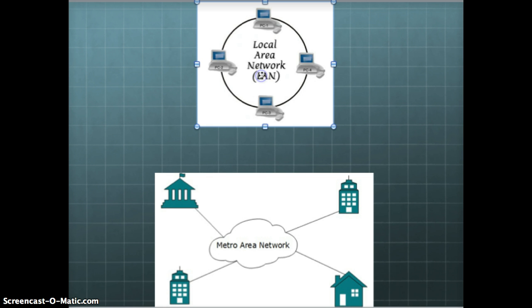This just shows the local area network, and this shows the metro area network, kind of like a small circle sharing computer information, and then a larger one going from house to, I think, city hall and buildings.